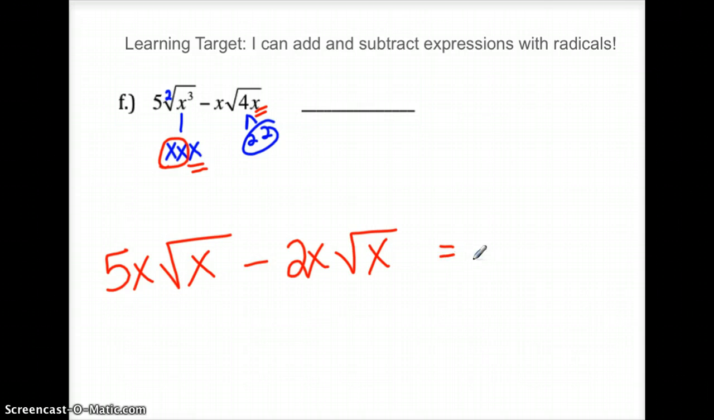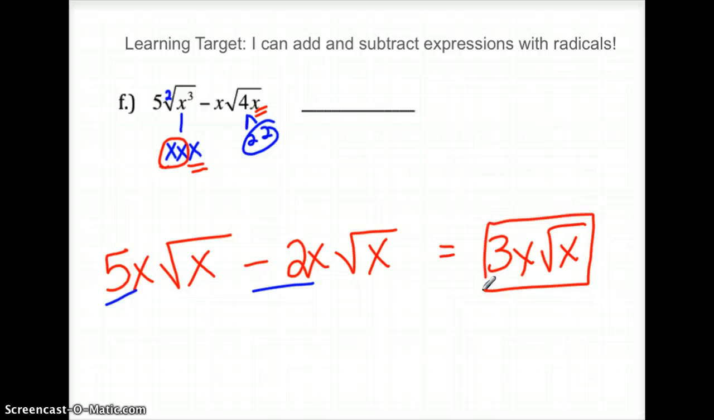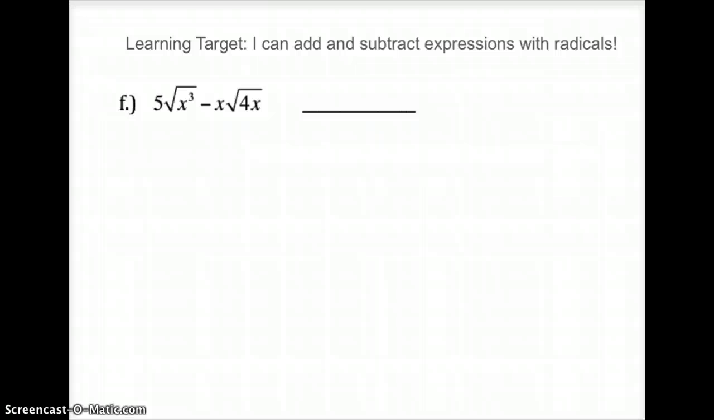So man alive, if you were just being lazy with these, you would have gotten what, 3 of them wrong already? You've got to factor tree because look, a lot of these guys actually do combine. And when I subtract 5x minus 2x, I get 3x. And I'm just going to keep the square root of x.